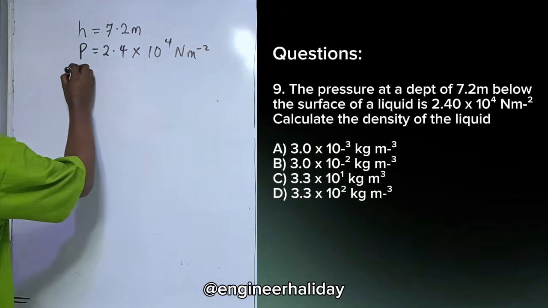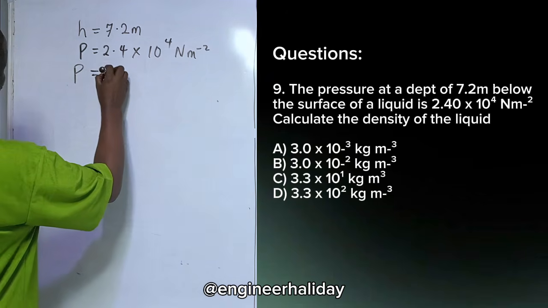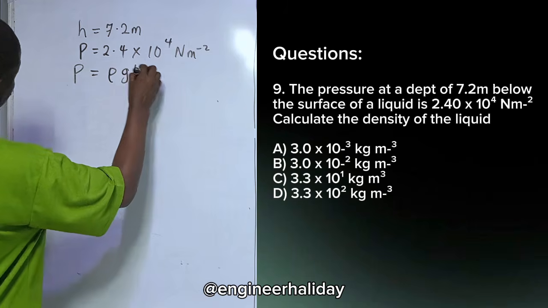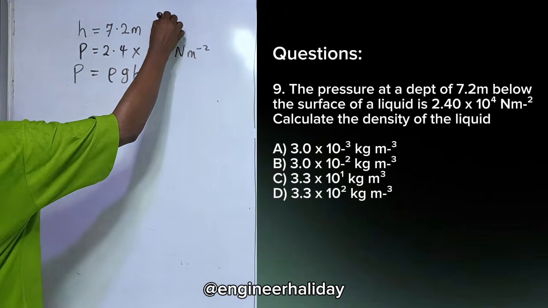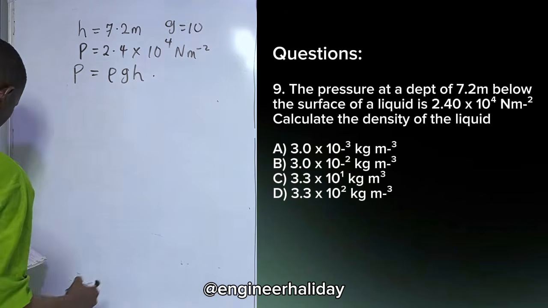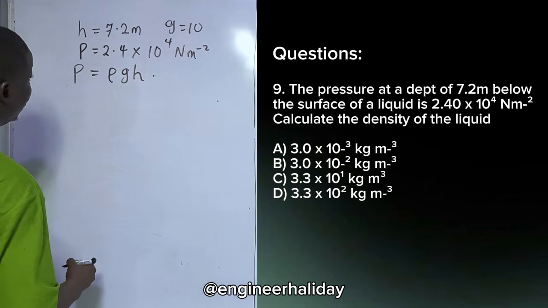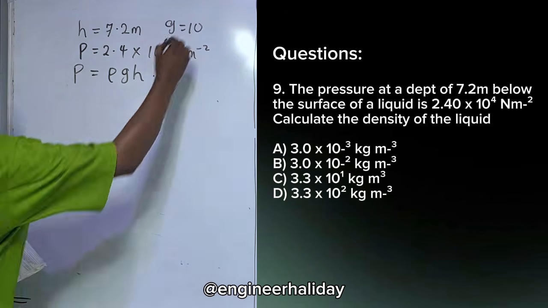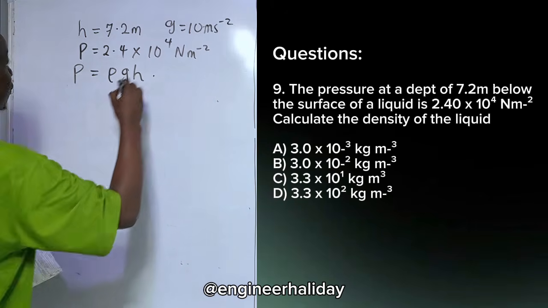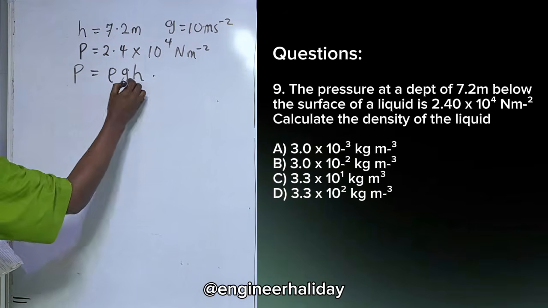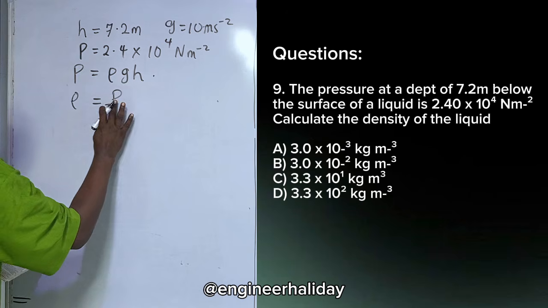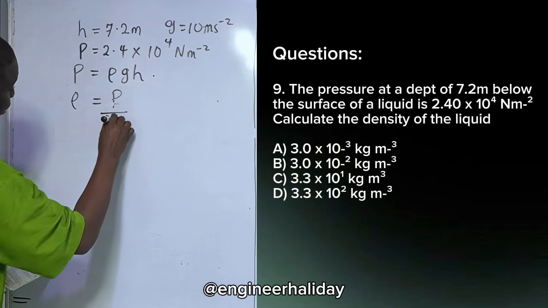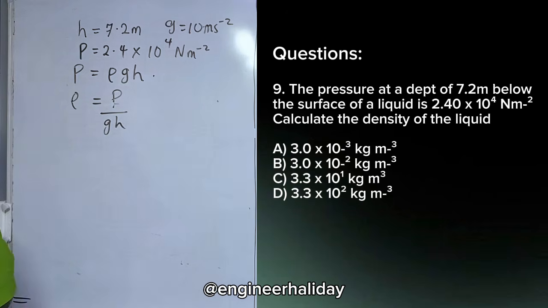So what I want to do now is pressure equals rho g h. That's the formula I want to use. G is 10 according to the question. They give us g as 10 meter per second square. So I want to make density, rho, the subject. Rho equals pressure divided by g h.